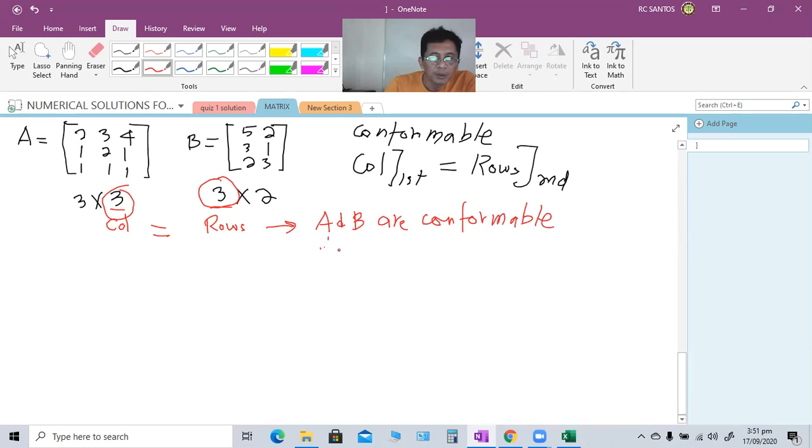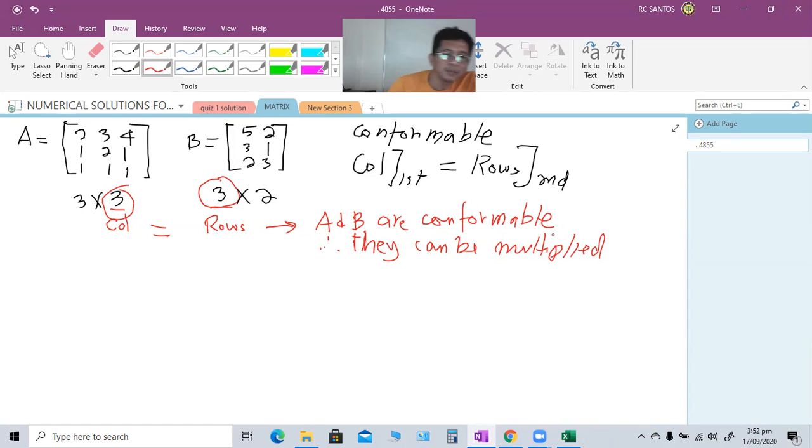And therefore, they can be multiplied. Okay? So kasi if they are not conformable, you cannot multiply it.